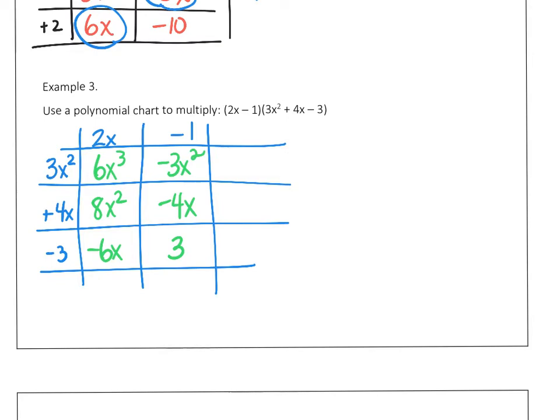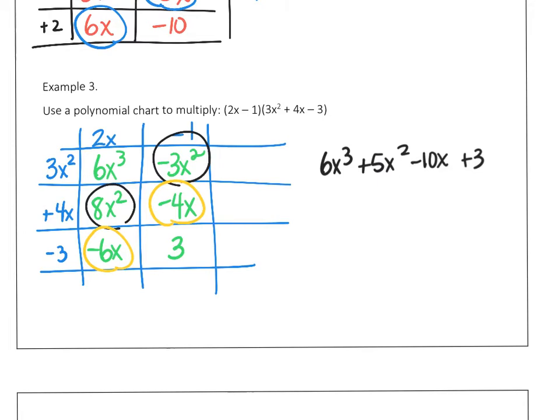And when I go to write my final answer, putting together all of the like terms, I've got 6x cubed, and then I can put together negative 3x squared plus 8x squared is plus 5x squared. And then negative 4x and negative 6x is negative 10x and plus 3. Okay, so the polynomial chart is handy. A lot of students really like that one. And now we'll look at just doing it by algebra.